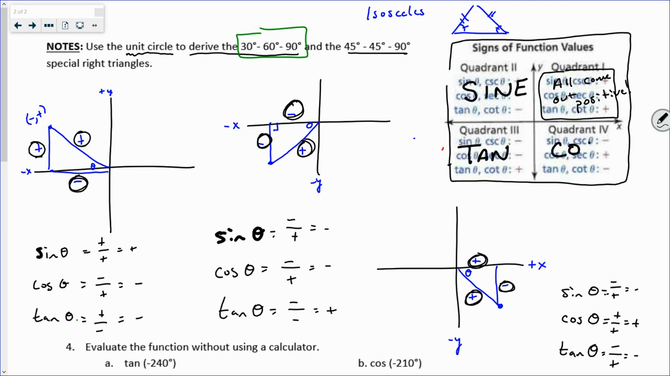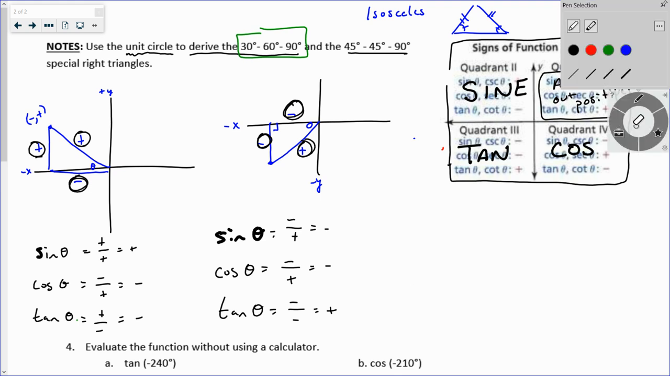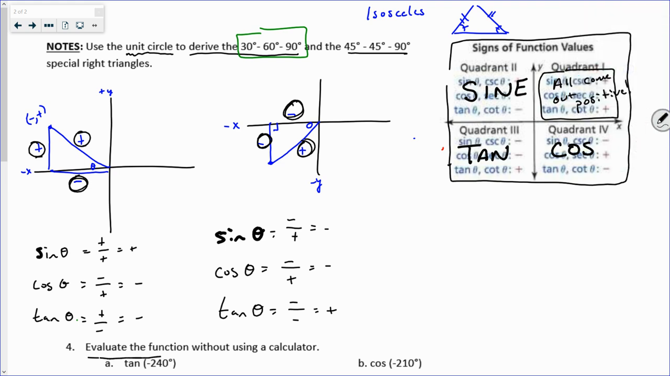So the big thing to focus on here is the only thing positive in the fourth quadrant is cosine. So all that being said, to wrap up this little section, in the next section, you're going to be asked to evaluate functions without a calculator. And it's going to put a lot of the last two videos together. You're going to have to draw a correct reference angle, a correct triangle, but then we're also going to use trig ratios, and then we're going to have to reference whether it should come out positive or negative by this chart.